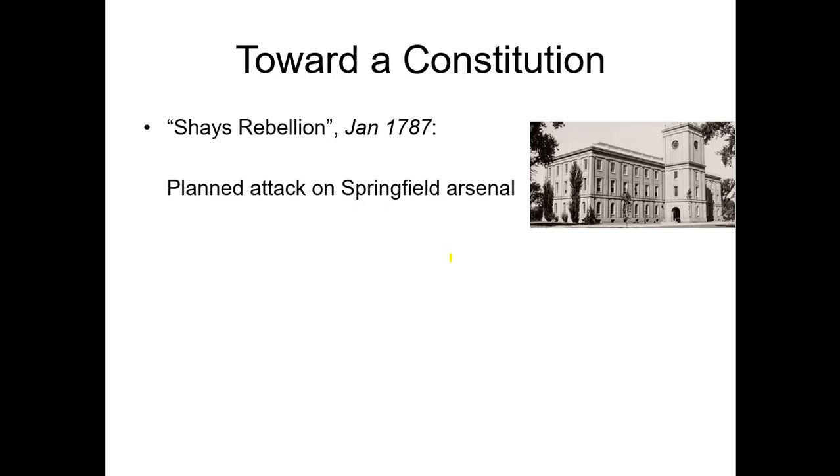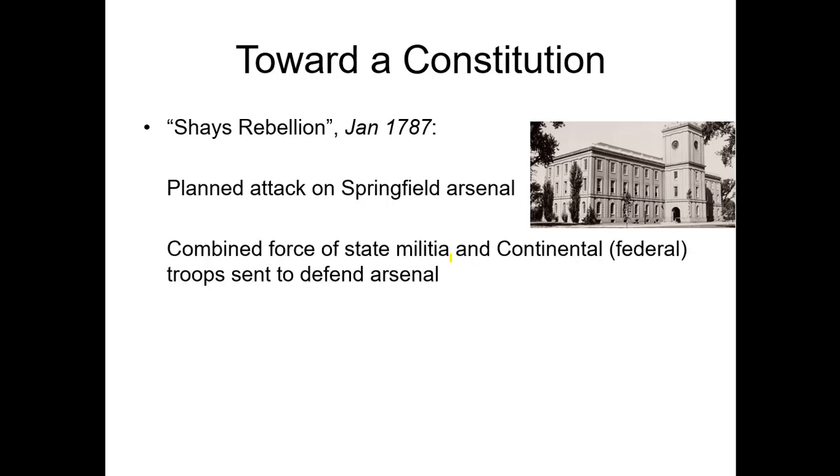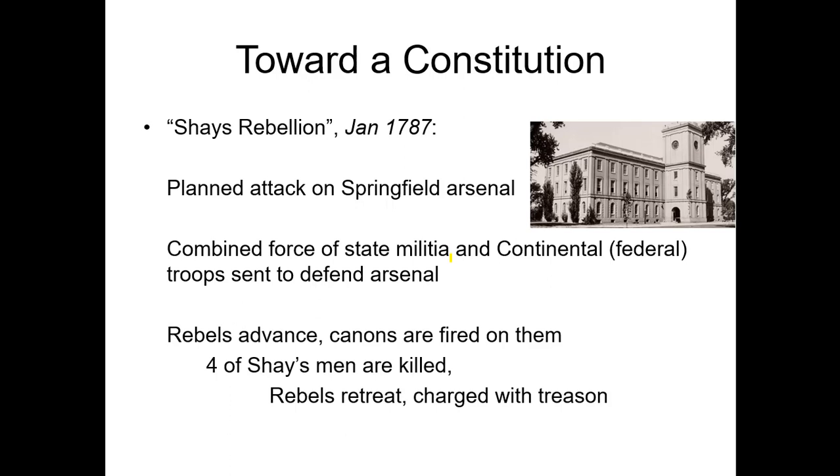So the state militia and federal troops come together. Word leaked out, and so they went to protect the arsenal before Shays' group got there. Some intrigue going on here as far as figuring out what's going on, getting there ahead of the Shays group to protect the arsenal. Shays' troops then advance. Initially, cannons were fired as warning shots, but the Regulators may have felt pretty emboldened by their previous successes, so they continued to advance on the arsenal there in Springfield.